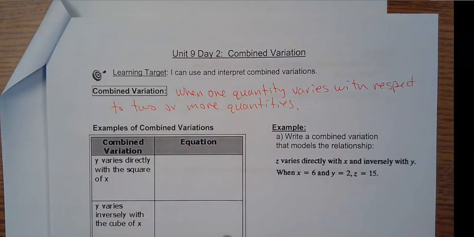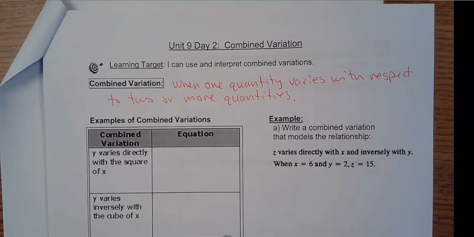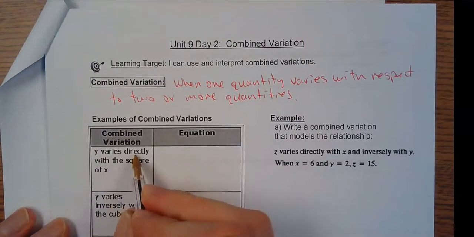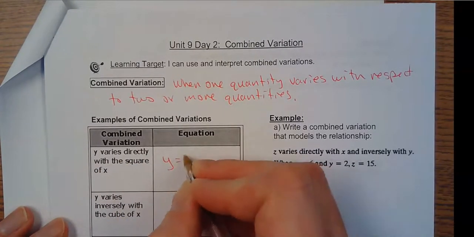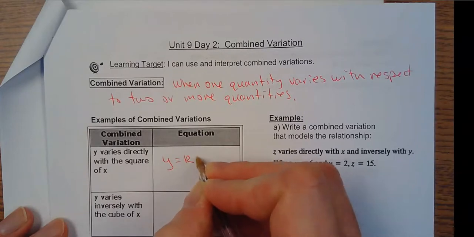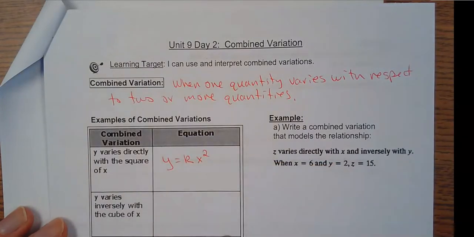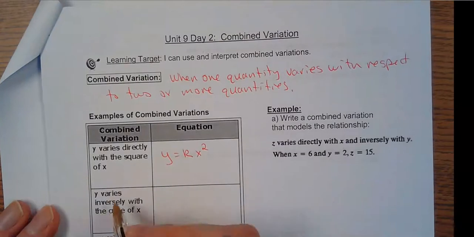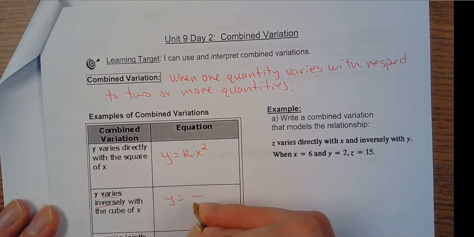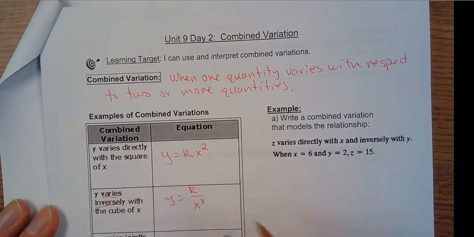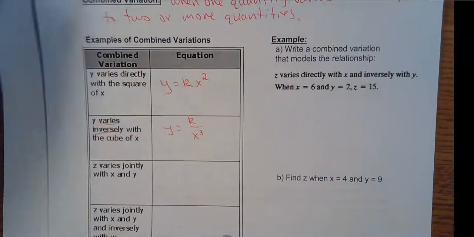The big thing here is k is always on top. If it says directly, then it goes on top. If it says inversely, it goes on bottom. Whenever it says y varies directly with the square of x, we're going to put a k on top and then the square of x on top, so it would be kx squared. When it says varies inversely with the cube of x, that goes on bottom, k stays on top. k is always on top.